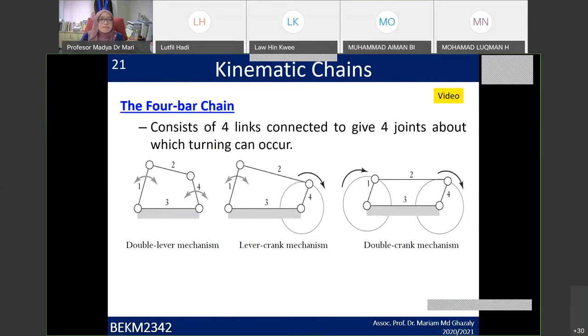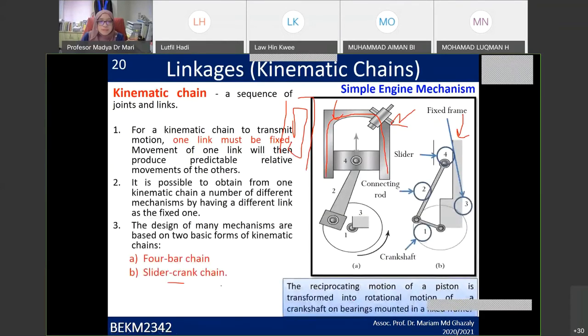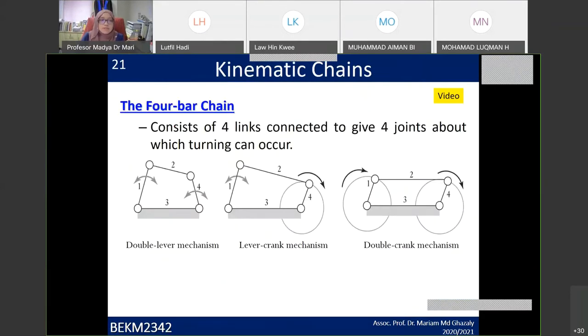Okay, this one is an example of the slider crank chain, and we have the 4-bar chain. The 4-bar chain is like what I explained just now. In the 4-bar chain, you have, for example, this joint and this joint going to be fixed. And this one is also going to be fixed. So the first one, the second one, and the third one.